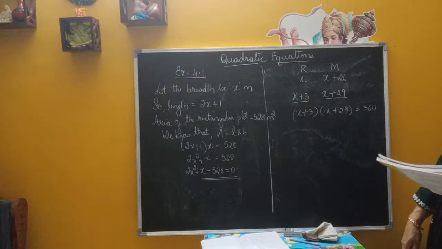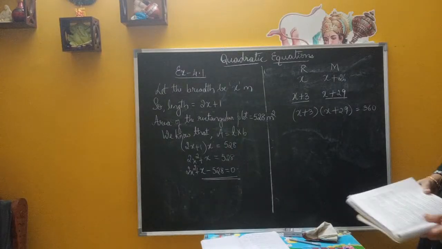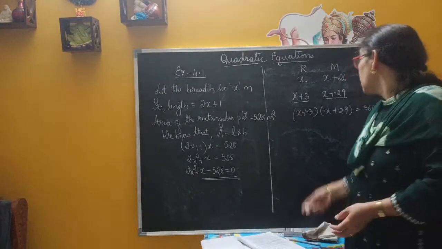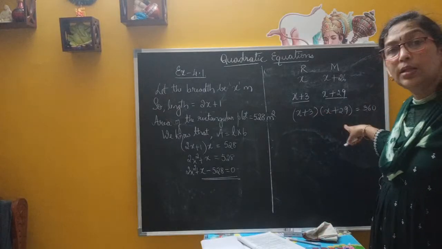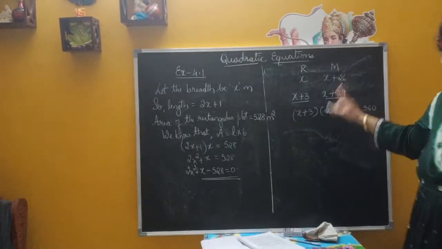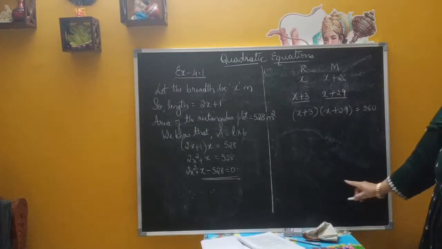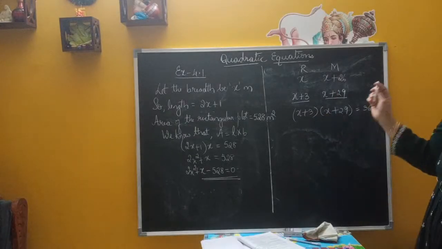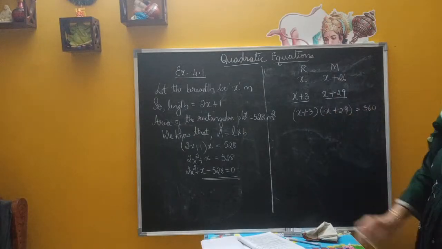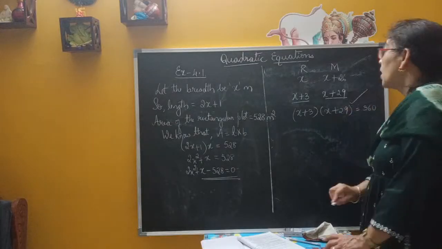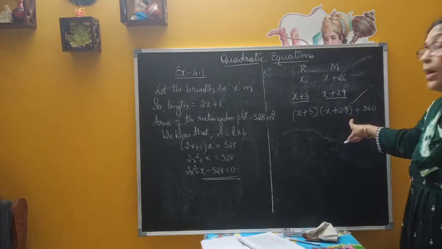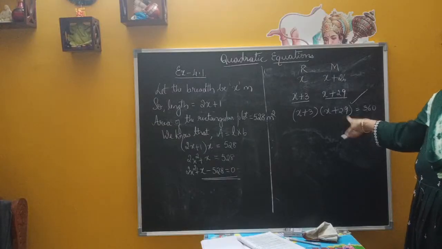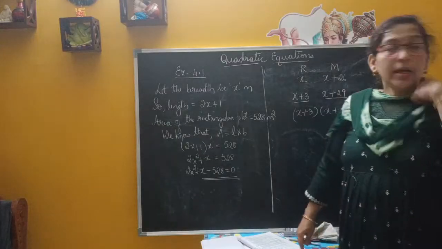We would like to find Rohan's age. That means we want to find the value of x. So first we have to frame a quadratic equation by simplifying this. After framing the quadratic equation, you can find the value of x. So this is the answer for the third question. Simplify this and get the equation yourself. Okay, next.